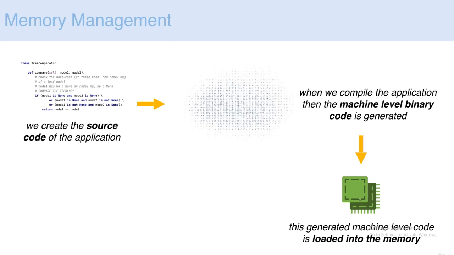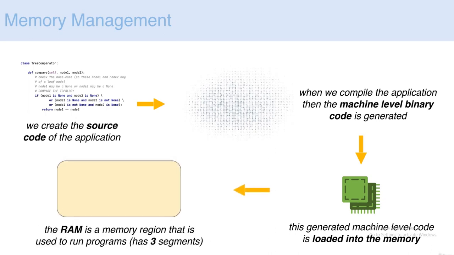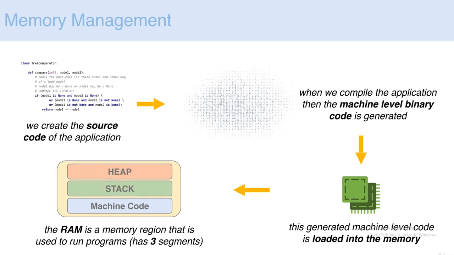Okay, so this is why the application must be loaded into the memory, and the random access memory is a memory region that is used to run applications. By the way, it has three parts. First of all, the machine code. So this is where the code of our application is located. Then we have the stack memory and the heap memory. These are the memory regions that are used by our application.